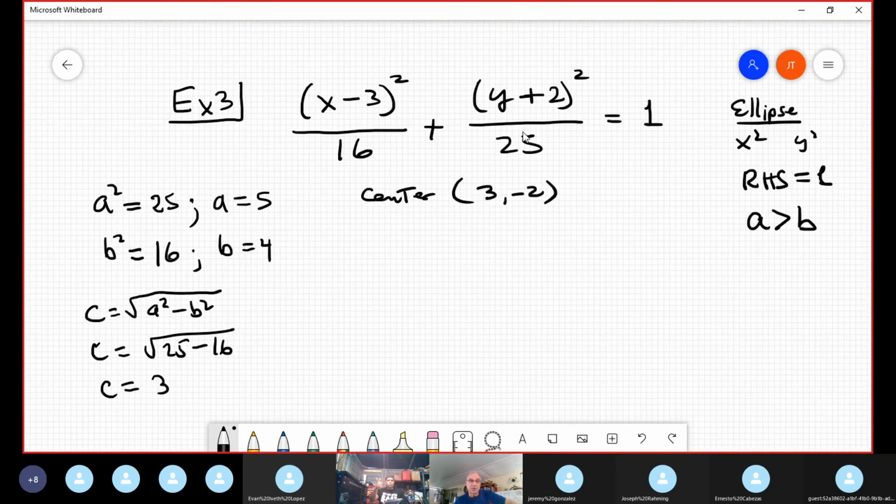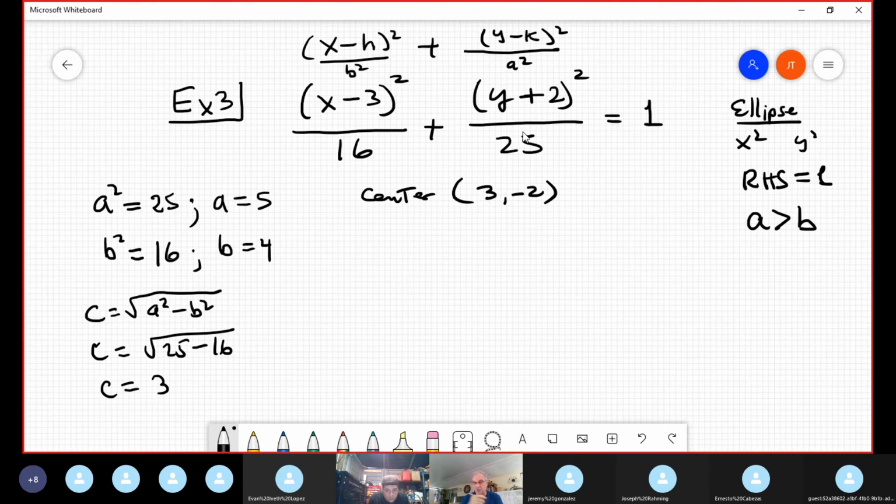Okay, look, you compare with this equation. X minus h squared plus, in this case, b squared, because b squared is 16, no? Because it's smaller. A squared is 25, and this is y minus k squared. It's obvious that h is 3, but k is negative 2, opposite sign. This is not new for you, right?